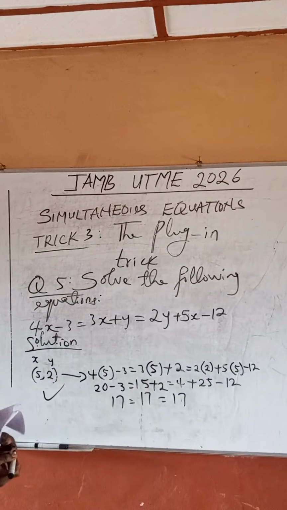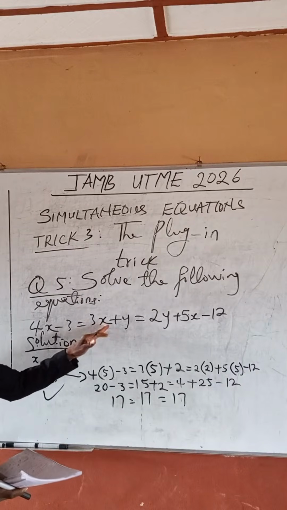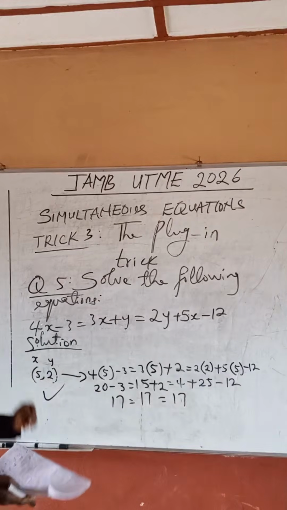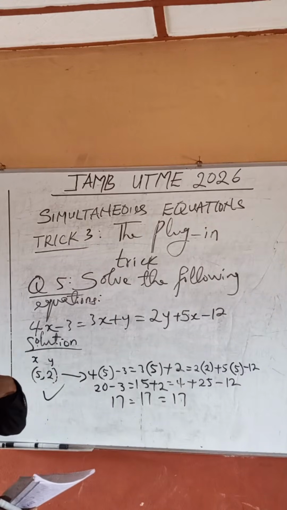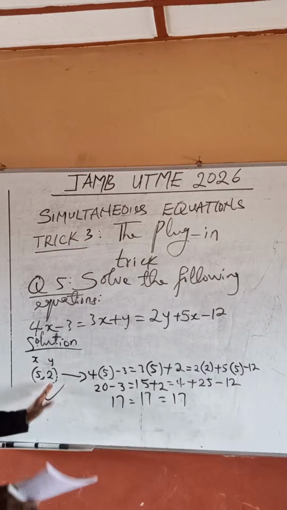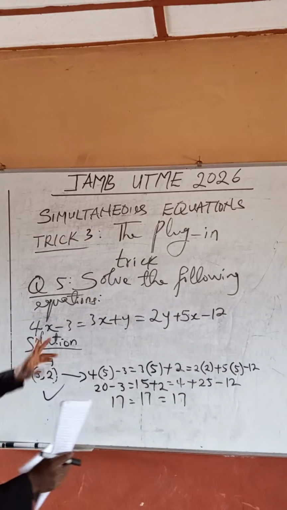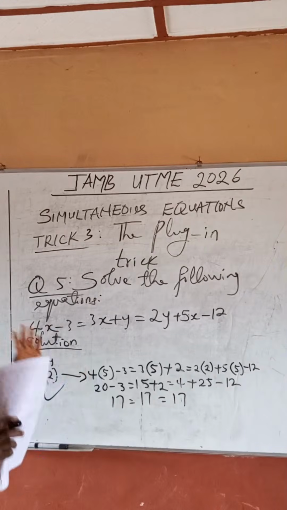This is the solution to this equation. So if you solve this simultaneously, you will get 5 and 2. Your X will be 5 and your Y will be 2. That is what we are going to get as a solution to this question. I do hope it is well understood. This is the reason why we have to use this trick. It is also very good.